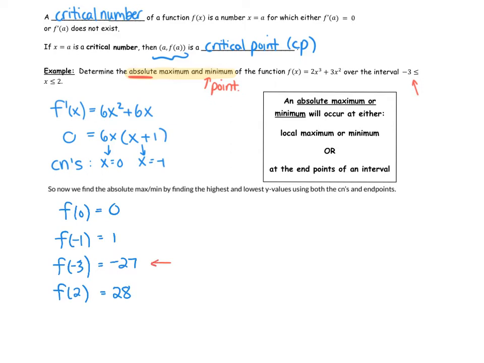This y value at -27 is obviously the lowest, so this is our absolute minimum. Okay, the absolute minimum point is (-3, -27). And this, of course, is our highest value, so this is our absolute max, which happens to be (2, 28). Okay, so that's our first type of question. That's our absolute max or min type question.